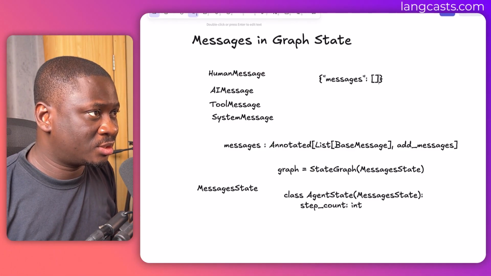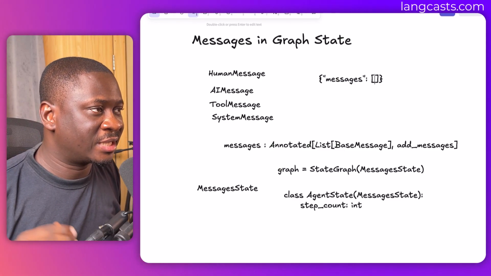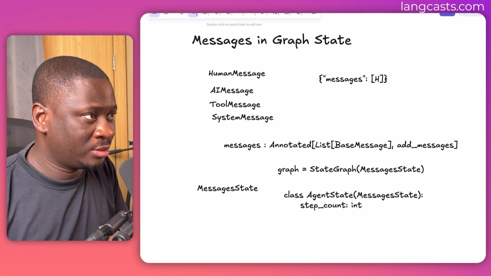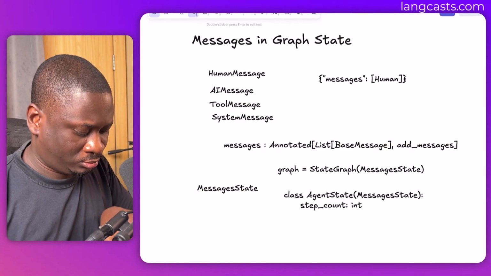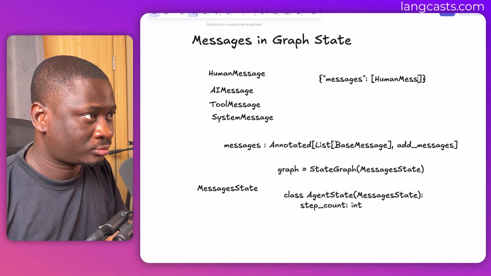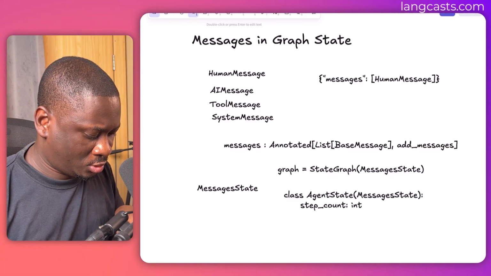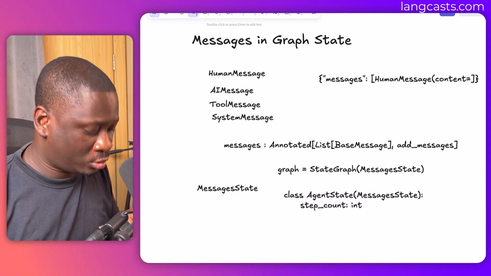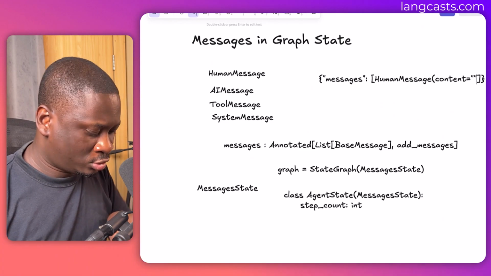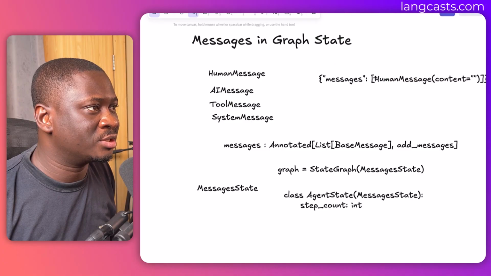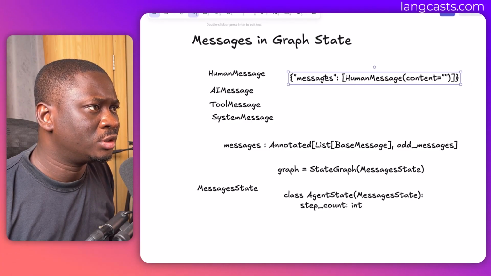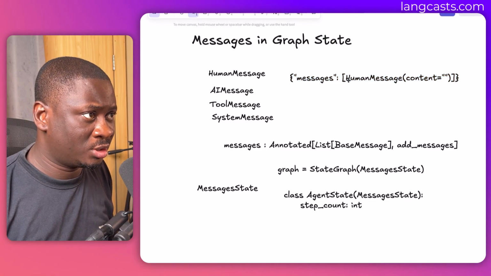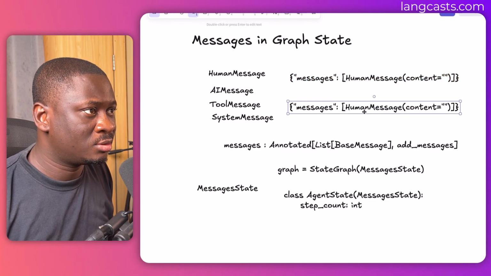So in your list of messages, they can appear in the class form. Let's say a human message, with the message content equal to blah blah blah. So human message content, they can appear this way. That's one way they can appear. And let me just copy this and duplicate it.